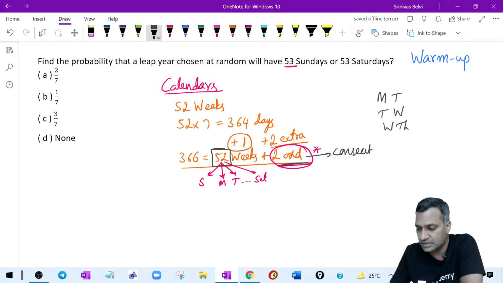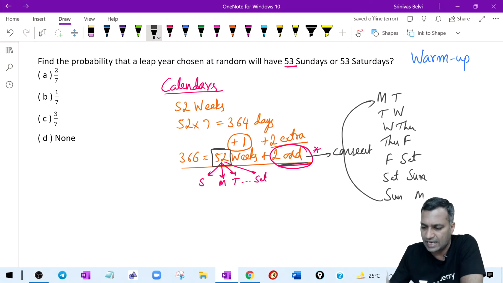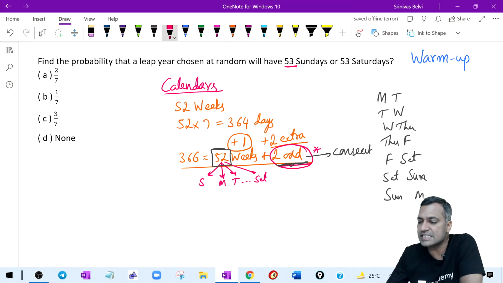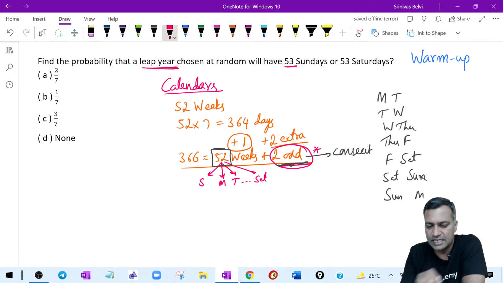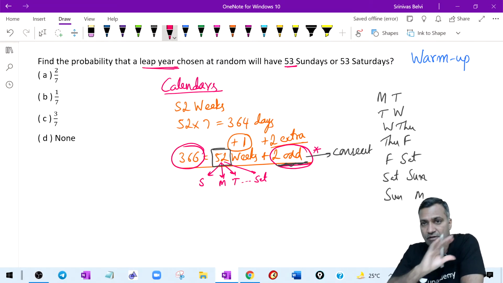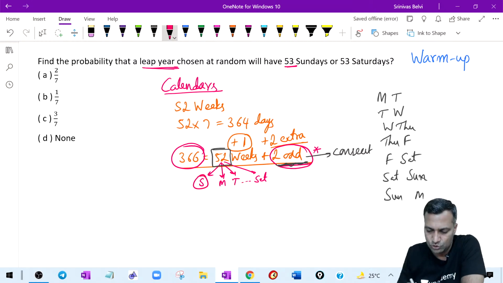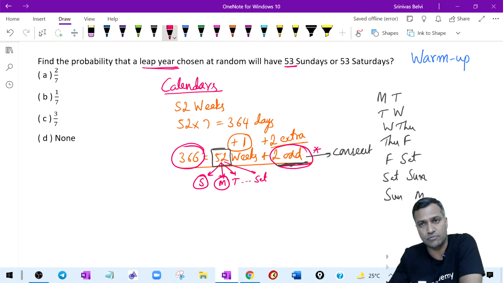Similarly, Wednesday, Thursday, then Thursday, Friday, or Friday, Saturday, or Saturday, Sunday, or Sunday, Monday, or Monday, Tuesday; the calendar repeats. Hence these two odd days can be presented in 7 ways: 1, 2, 3, 4, 5, 6, 7. When I say that there are two odd days, it's a leap year. A leap year has 366 days. Sunday comes 52 times for sure, Monday comes 52 times for sure. Each one of these days comes 52 times.